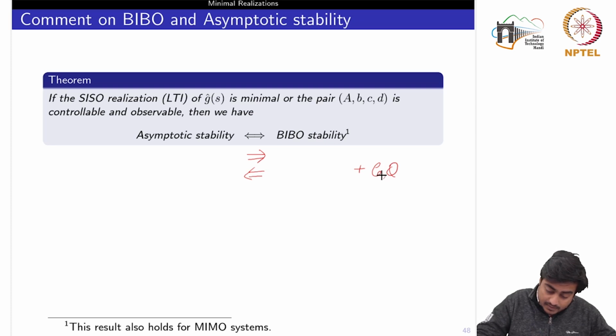And this implies that the realization is minimal, that there does not exist any degree of the polynomial D(s) less than the original one. Now if there exists one, in that case there would be some cancellation between the numerator and the denominator polynomials.